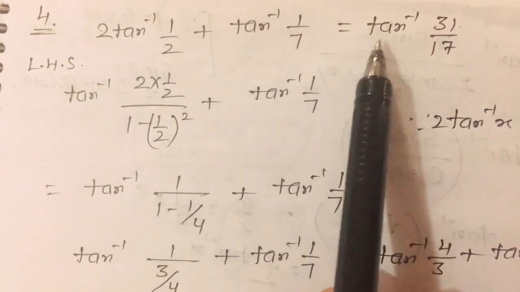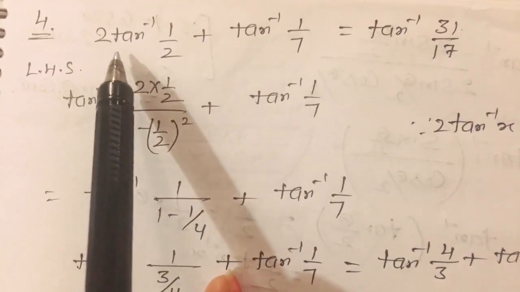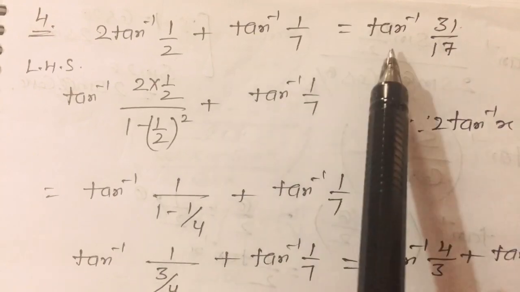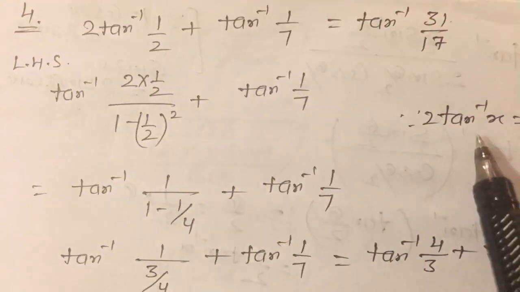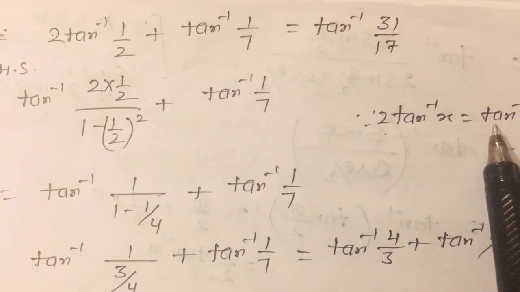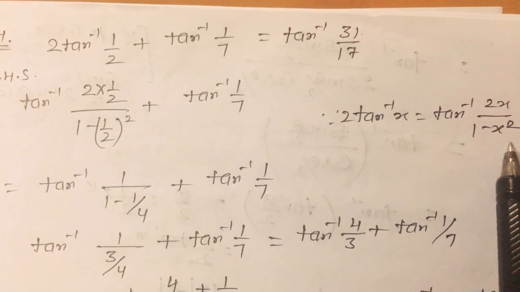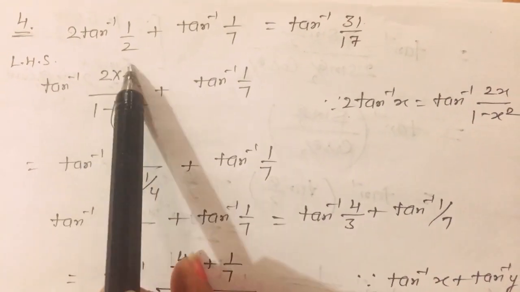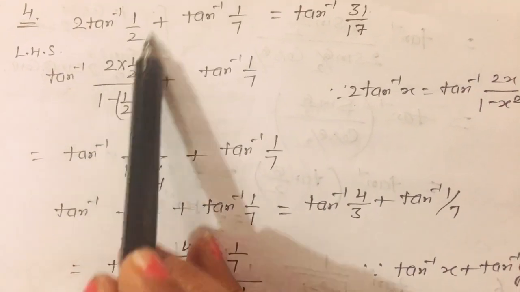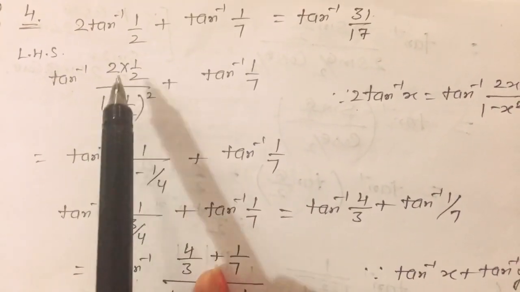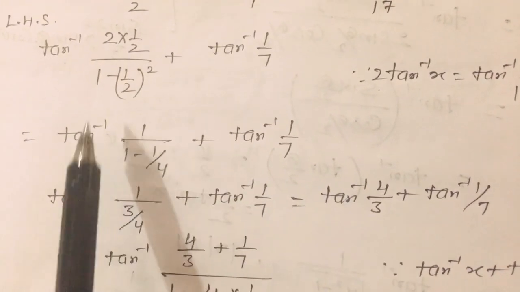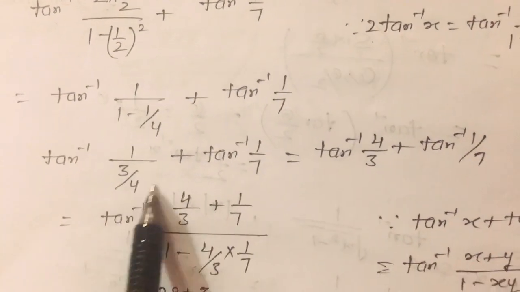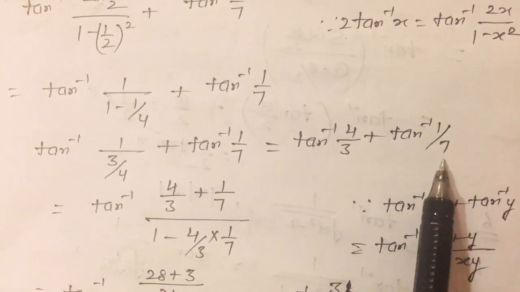In this question, 2 tangent inverse 1 by 2 plus tangent inverse 1 by 7 is equal to tangent inverse of this. If it were tangent inverse x plus tangent inverse y, we could apply the formula, but here we have 2 tangent inverse x. So firstly we will change it into a single tangent inverse form. We know the formula 2 tangent inverse x is equal to tangent inverse of 2x upon 1 minus x square. So it is tangent inverse of 2 into 1 by 2 upon 1 minus x square, where x is 1 by 2, plus tangent inverse 1 by 7. 2 cancels with 2, it is 1 by 4, take the LCM, we get 4 by 3. So tangent inverse 4 by 3 plus tangent inverse 1 by 7.